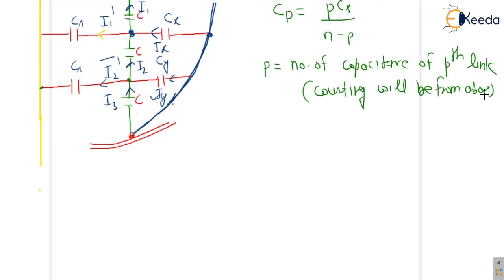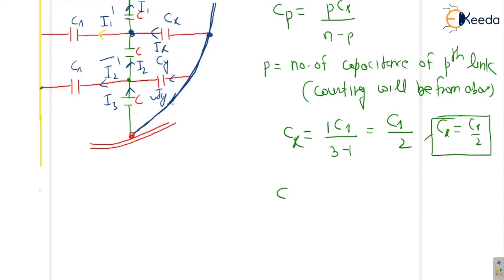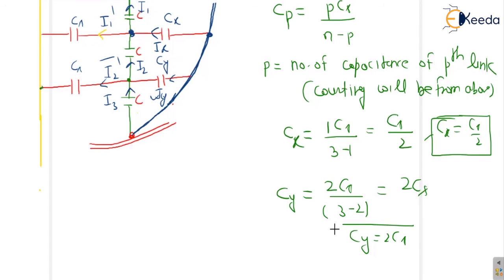So we can verify this. Let us assume Cx is number 1, so P is equal to 1. C1 is basically Cx. Cx is equal to 1 × Cs upon (3 minus 1), that is Cs by 2. Yes, Cx is equal to Cs by 2, as we obtained. And the value of Cy when P is equal to 2 is 2 × Cs upon (3 minus 2), and that comes out to be 2Cs. So Cy is equal to 2Cs.